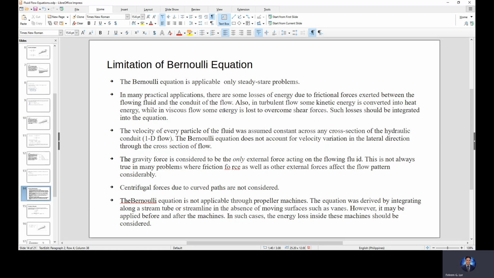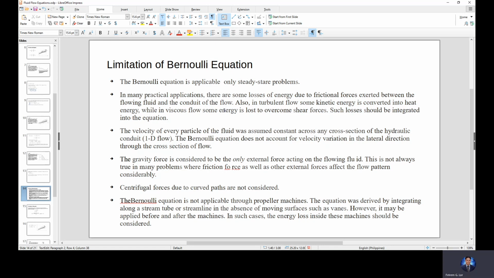Another is the velocity of every particle of the fluid is assumed constant across any section of the hydraulic conduit. Of course, it's not constant if the cross section is not the same, but if the cross section is the same, we will assume it as constant. But in reality, that's not the case. The velocity varies. So Bernoulli's equation does not account for velocity variation in the lateral direction through the cross-section of the flow. We just assume it's a one-dimensional flow.